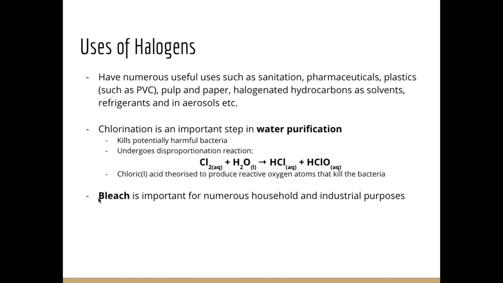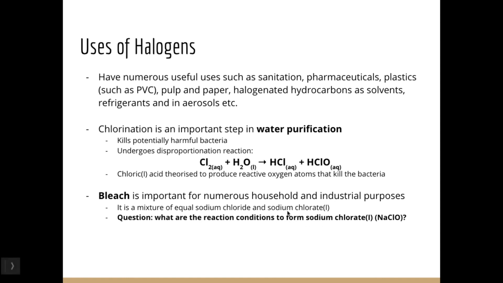Final one we've got to be very familiar with is the idea of bleach. This is important for numerous household and industrial purposes, such as getting colors out of things or killing germs. What it is, it's a mixture of equal sodium chloride and sodium chlorate 1. We just saw the sodium chlorate 1. Pause, see how much you remembered from that previous slide.